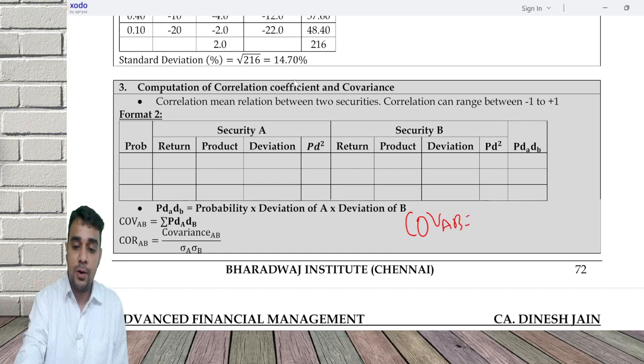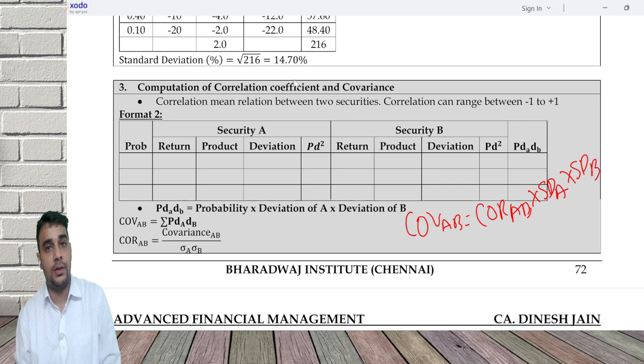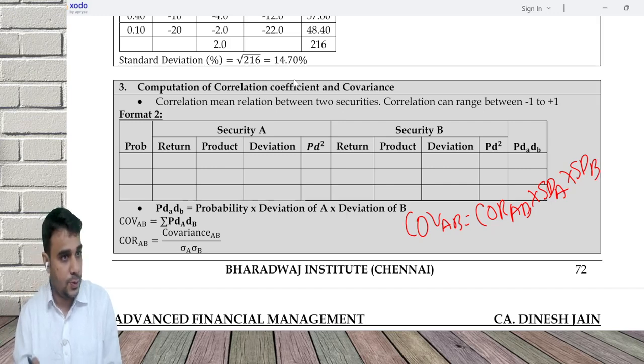In short, covariance is equal to correlation into SD of A into SD of B. When you multiply them together, you will get the covariance. This will be used somewhere later on. Any doubts till this?